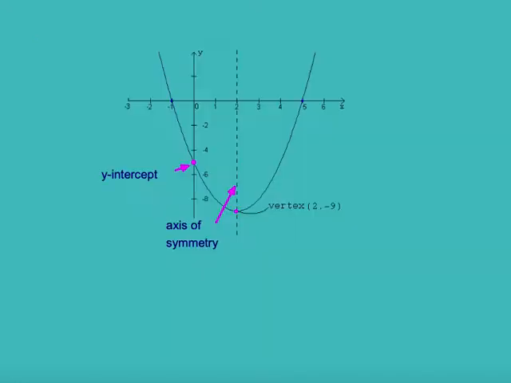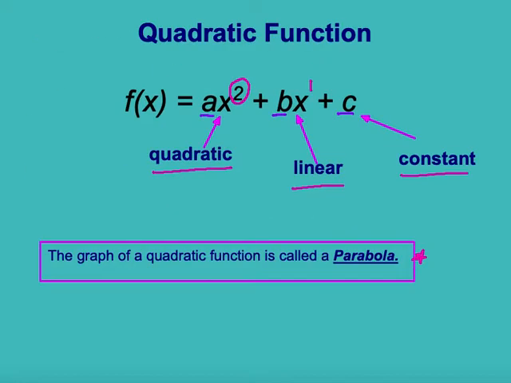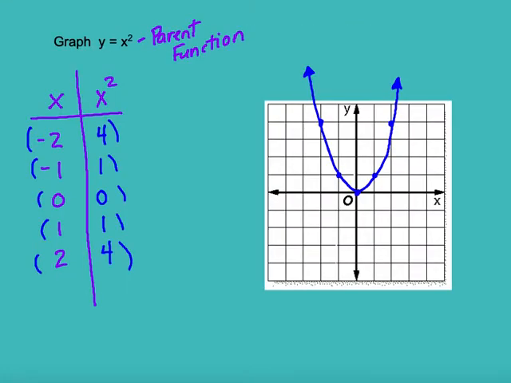All right, so if I go back to our parent function of a parabola, you'll see that the axis of symmetry actually falls on the vertical line x equals 0. My y-intercept is also at 0, and my vertex is at 0, 0. So that's before I start remembering to add or subtract any values to my quadratic function.